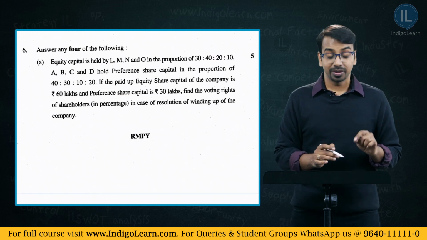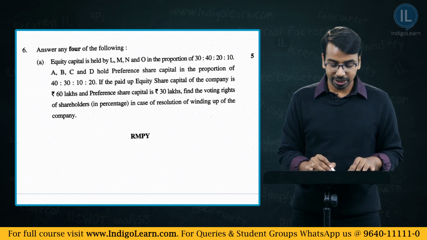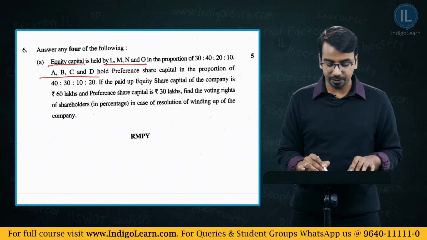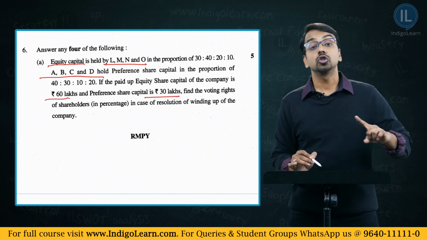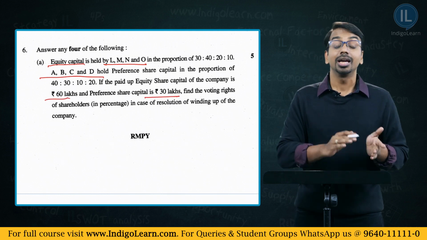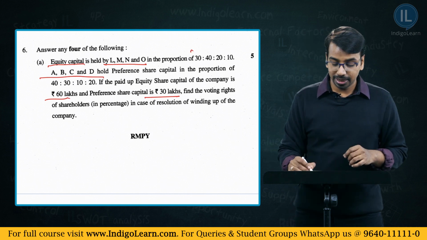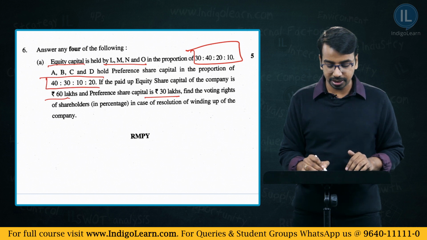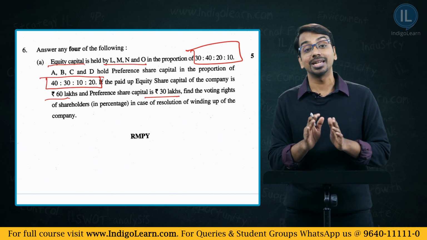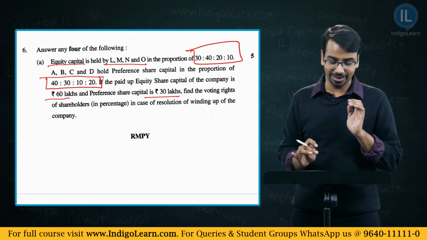Looking at question number C, the first question was on equity shares with differential rights, where equity capital is held by 3 people and preference capital is held by 4 people, and the ratio is 60 lakhs to 30. So 2/3 is owned by equity, 1/3 is owned by preference. This 2/3 you distribute between L, M and O in this ratio, and the 1/3 you distribute between A, B, C, D in this ratio. Whatever percentages you get after this distribution, that would be the respective voting rights.